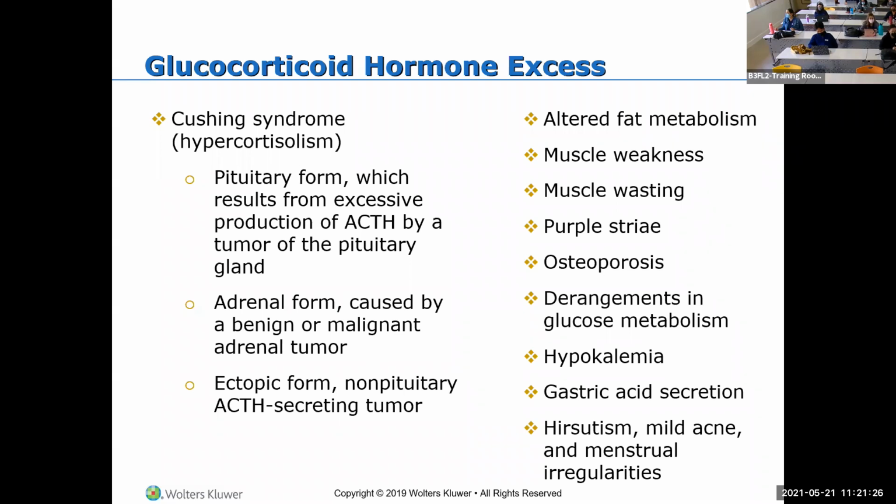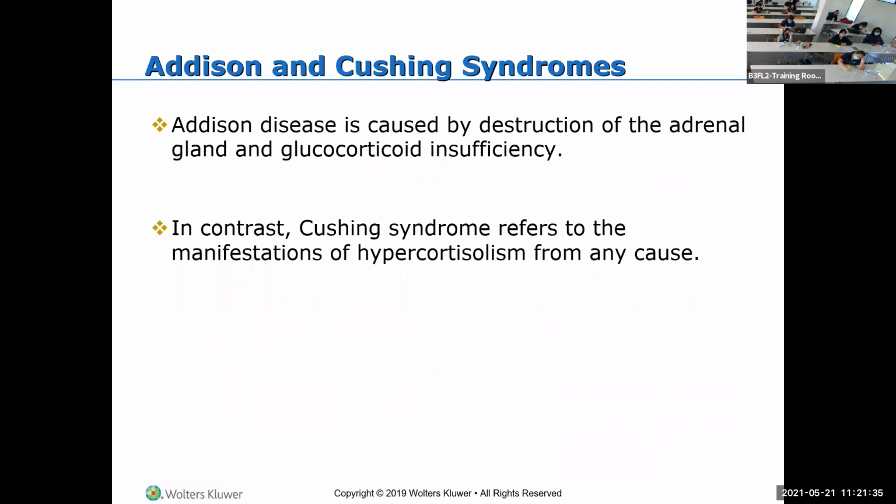Female, they do also have menstrual irregularity. Not only the hairs. We already mentioned about the Addison disease, destruction of the adrenal gland and glucocorticoid insufficiency. These patients with Addison disease, they need to be treated. How can we treat Addison disease?